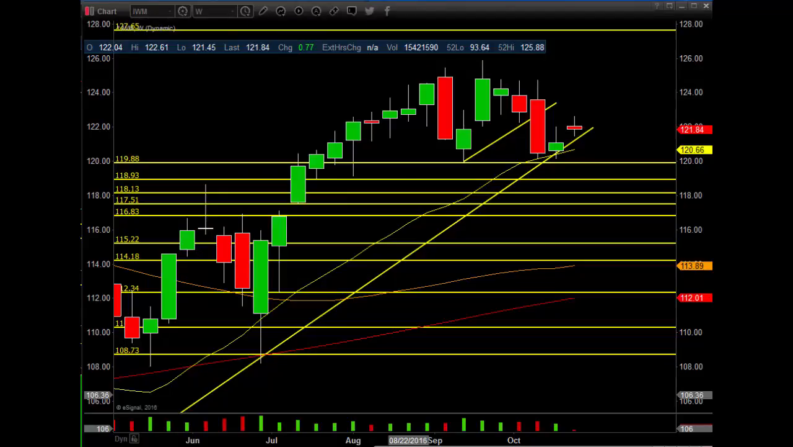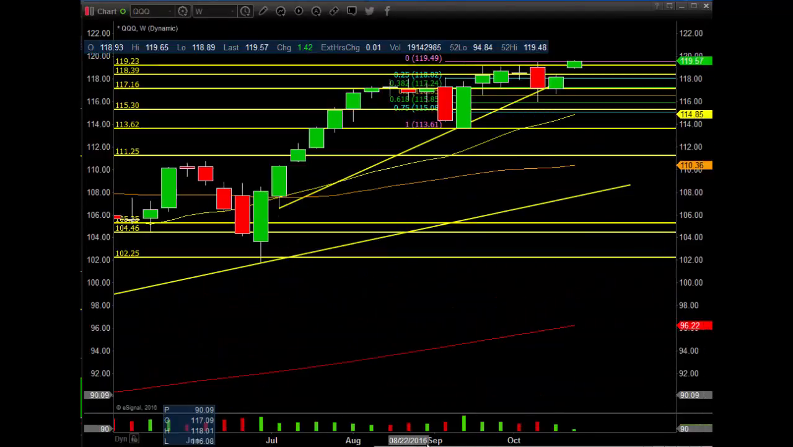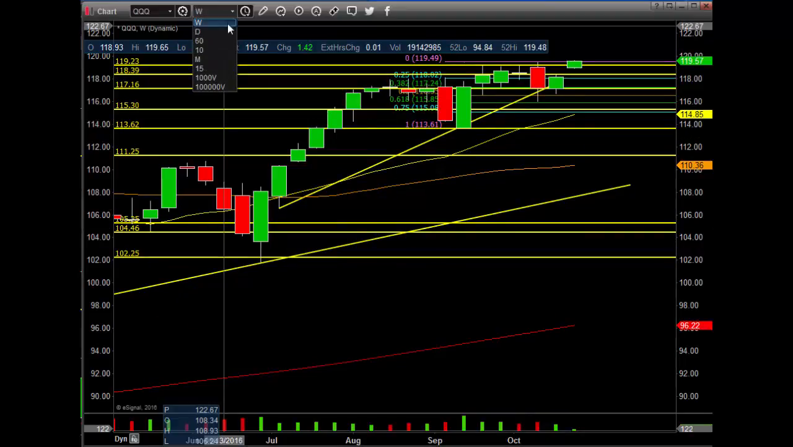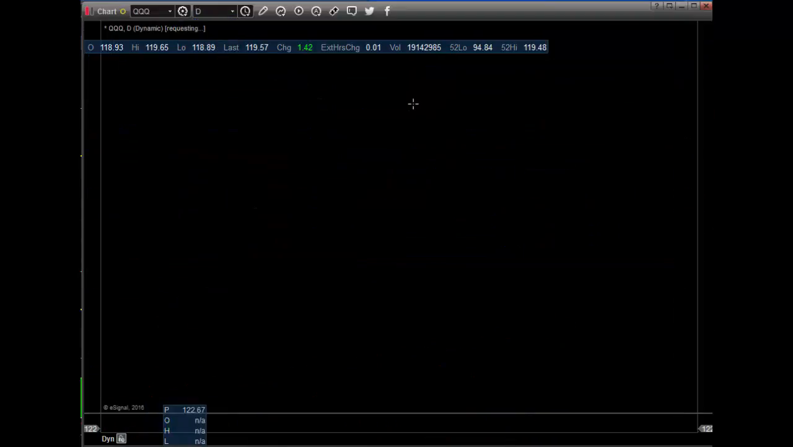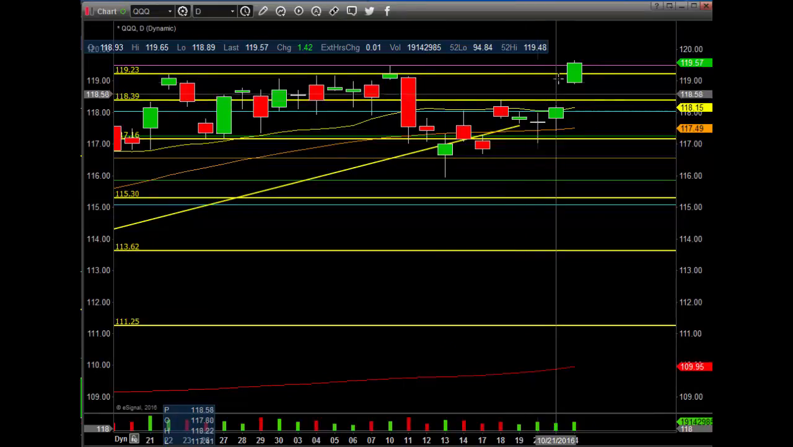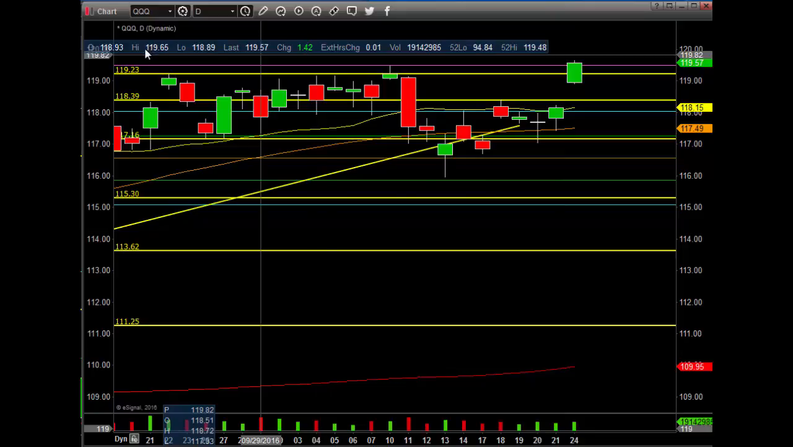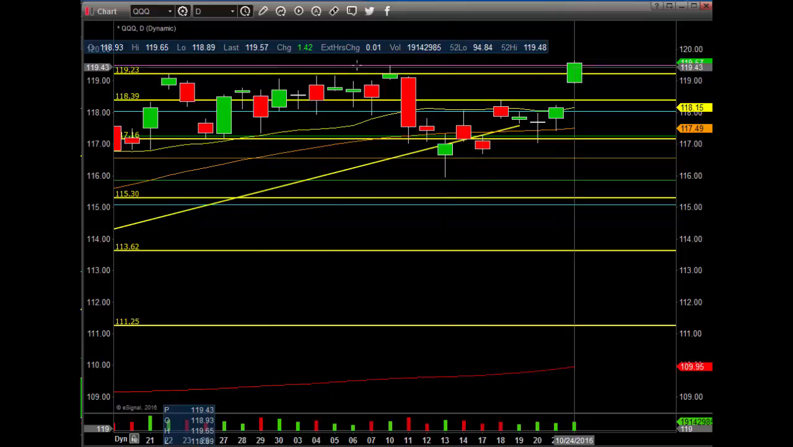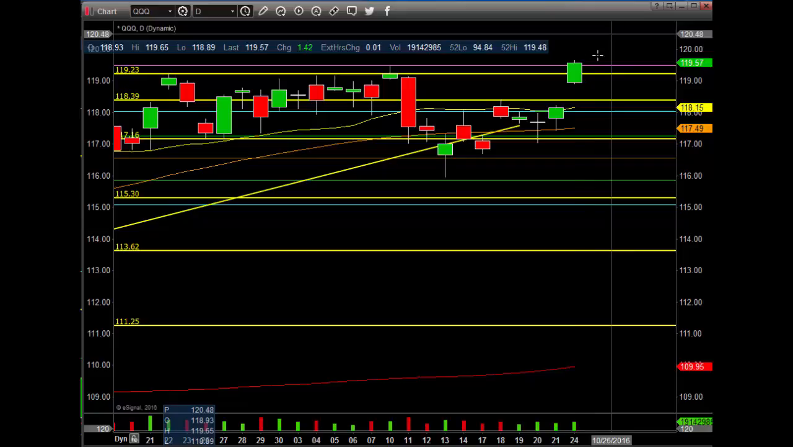Qs. So on the Qs, same thing. Daily chart, it was up $1.42. A little stronger on this one. We did get above the pivot high and actually made a new all-time high or 52-week high today. And that was at, let's see, 52-week high, 48. So, yep, we did make a new all-time high today. Let's see if we can confirm and keep this thing going.